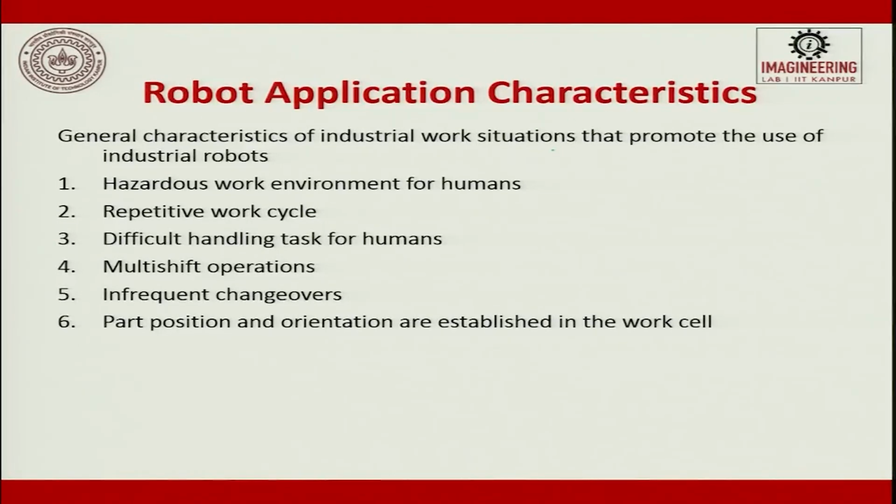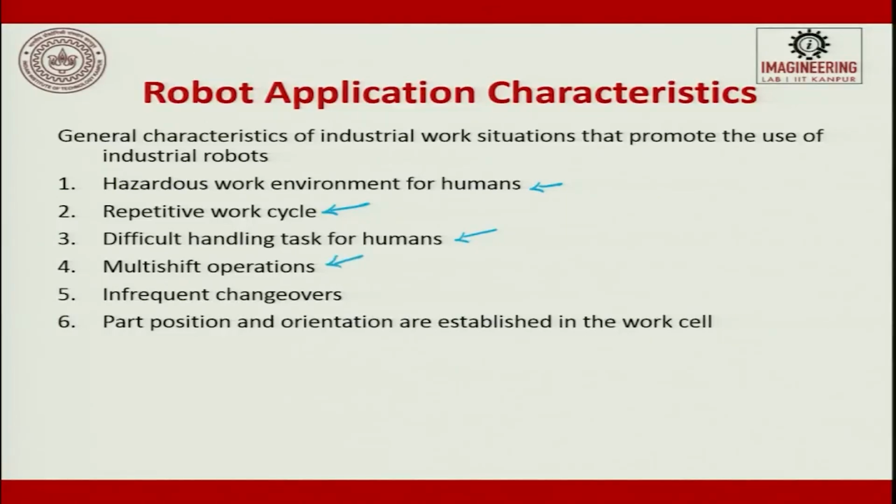So, the robo application characteristics are the general characteristics of industrial robo situations that promote the use of an industrial robo. Wherever there is a hazardous environment, try to use robo. Wherever there is a repetitive task, use robo. Wherever there is a difficulty in handling by human, use robo.